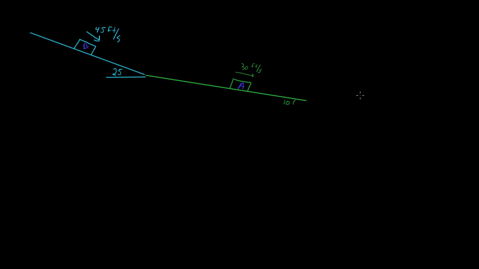This is another relative velocity problem, and in this problem we want to figure out the relative velocity of A with respect to B, and this is equal to the velocity of A minus the velocity of B. So what we need to do is figure out the velocity of A in ijk components and the velocity of B using ijk components.